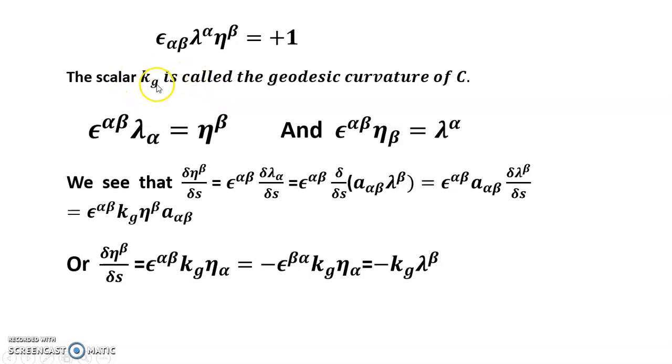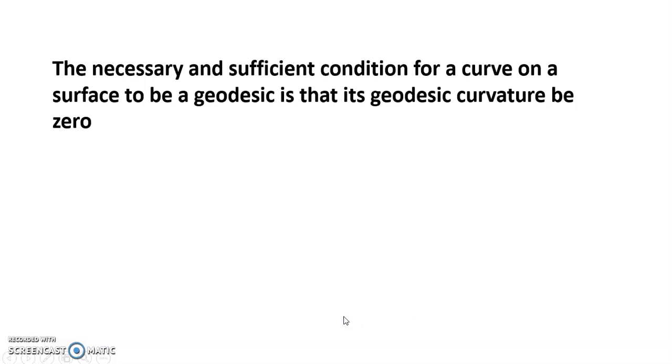k_g is called the geodesic curvature of C. So I get this value, and you must remember the Frenet formulae of C. Now you have to know that the necessary and sufficient condition for a curve on a surface to be geodesic is that its geodesic curvature be 0.